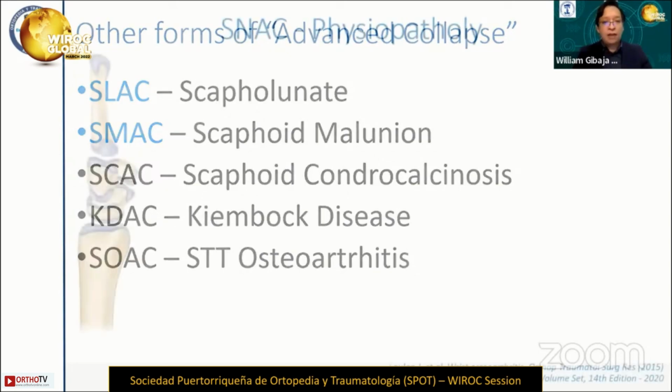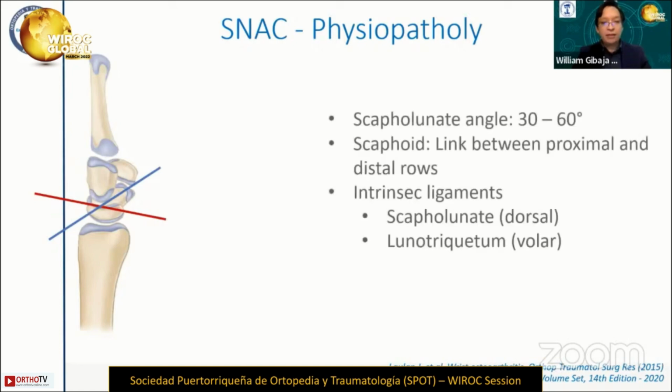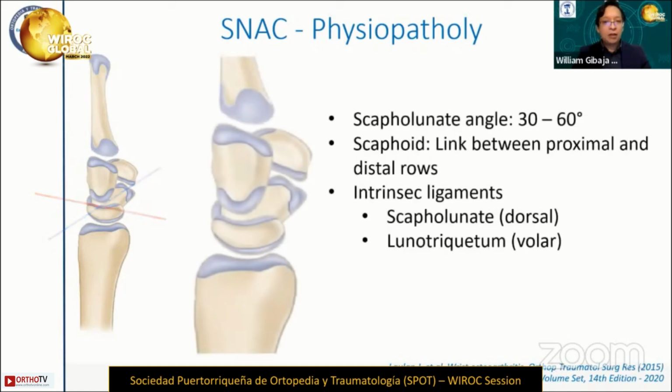Most of them have a similar pathophysiology that consists of this. If we talk about the normal anatomy, between the lunate and the scaphoid they make an angle from 30 to 60 degrees. The scaphoid is the link between the proximal and distal rows, and biomechanically it connects both of them. It is provided with stability by the intrinsic ligaments, especially the dorsal scapholunate ligament, which is stronger, and the lunotriquetral volarly.